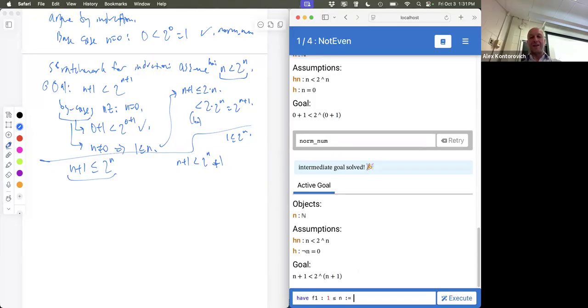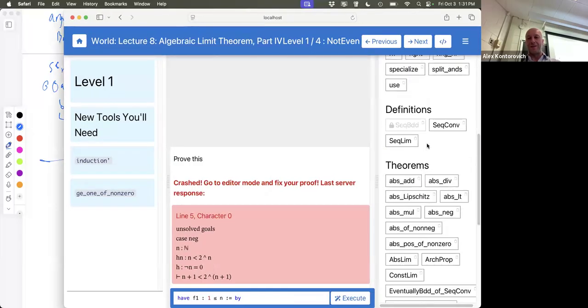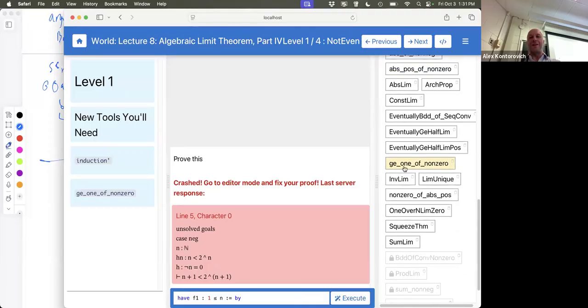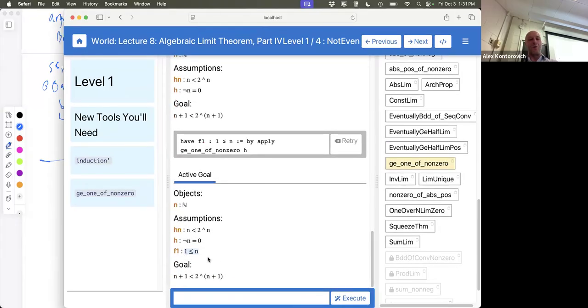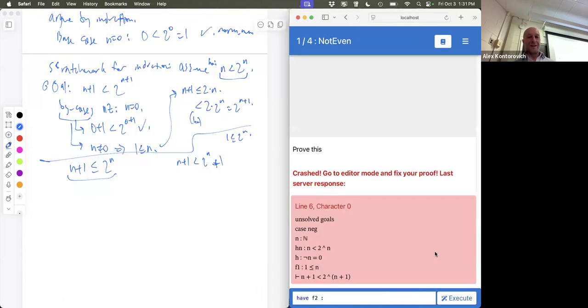And this is where we needed a new theorem name because none of the tactics that I wanted did it for us. It's called greater than or equal to 1 of non-zero. By apply greater than or equal to 1 of non-zero, and the non-zero-ness is H. Okay, so now we have 1 is less than n, so now let's have F2, that n plus 1 is less than or equal to 2n, and that will now go by bound.